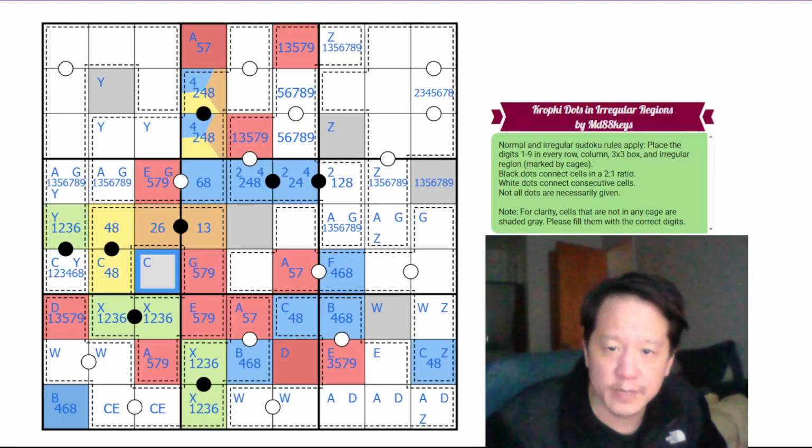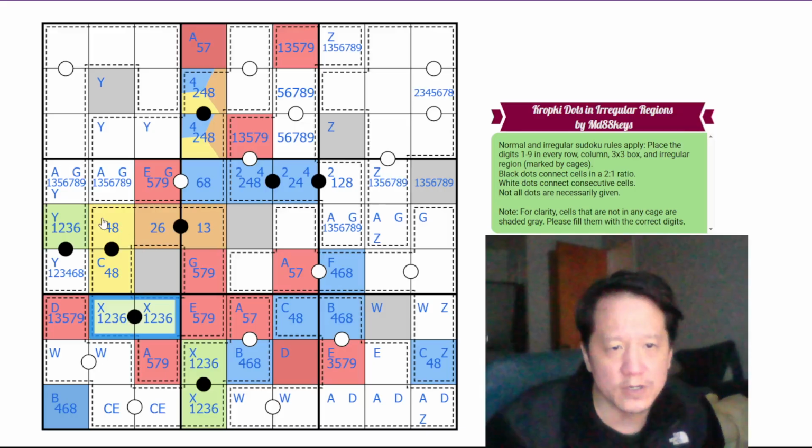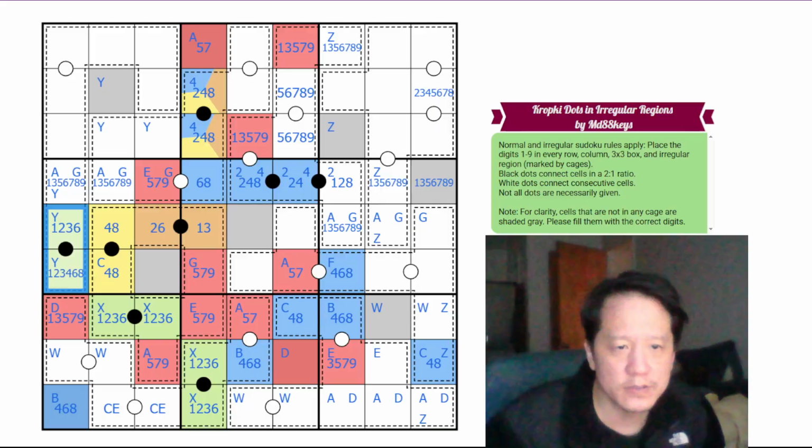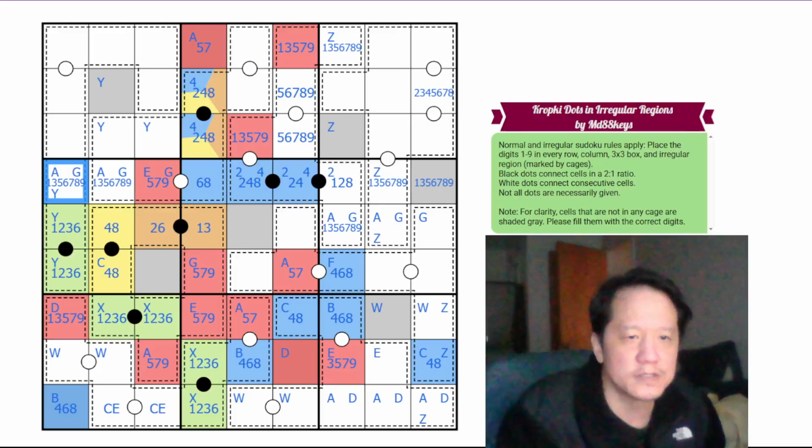So this cannot be C here, cannot be C here. So this has to be both greens. Because this can no longer be, if this is 1, 2, this must be 1, 2. If it's 3, 6, this must be 3, 6. So these match the greens then. Okay, so then this is not 4 or 8. This can't be 8. No 8 here.